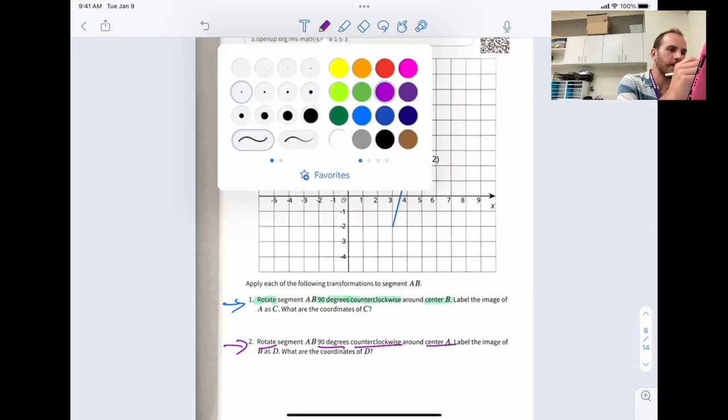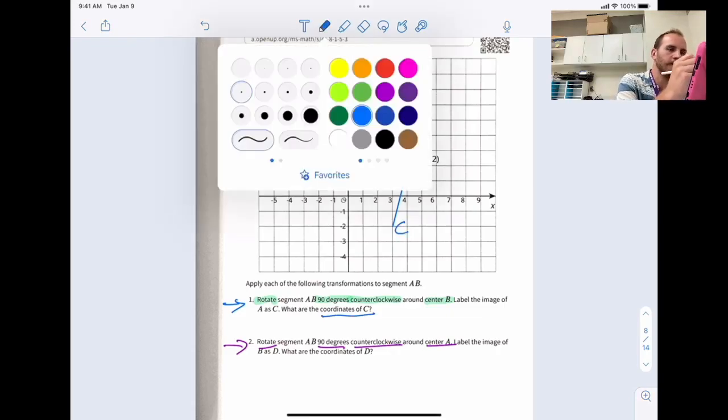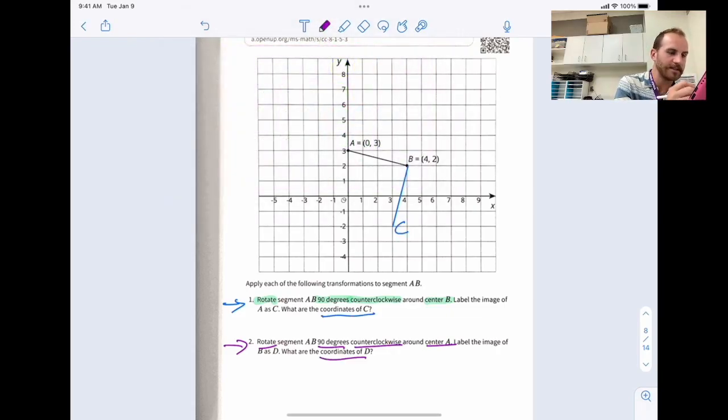Oh, I almost forgot up here. We've got to label the coordinate C, the new one. So let's do this. This one we have to label as D. Okay, so we're going around center A. I'm going to put my line there, and it's counterclockwise again. 90 degrees again, which I believe I have done. Yep, it's 90 degrees. And the new coordinate is D. All right, if you have both of those correct, way to go.